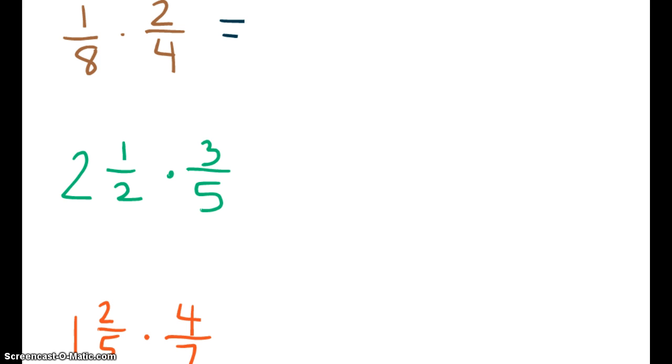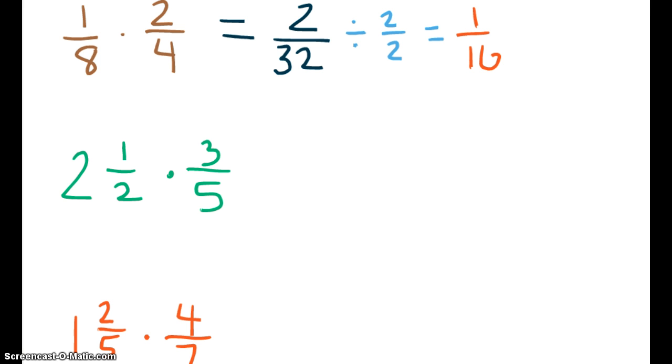So remember, when you multiply fractions, all you do is numerator times numerator, denominator times denominator. 1 times 2 is 2, and 8 times 4 is 32. Now we have to simplify, and we have to divide by something equivalent to 1, because when you divide by 1, that doesn't change anything. So 2 divided by 2 is 1, and 32 divided by 2 is 16. So your final answer should be 1/16.